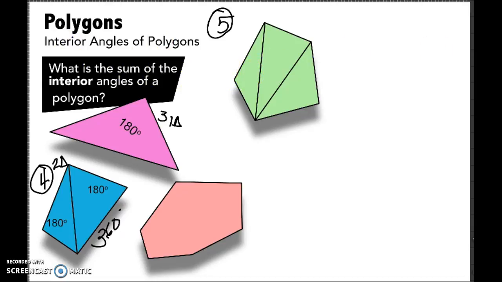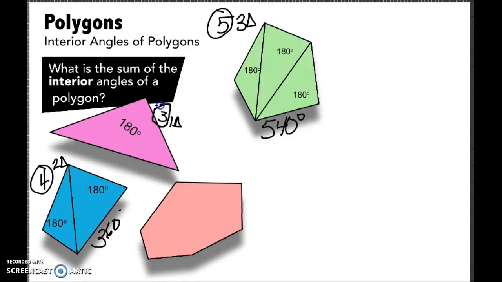I'm going to put 180 degrees for each triangle. That's 3 times 180, and 3 times 180 is 540. 540 degrees. Okay, so the sum of the measures of the interior angles of a five-sided polygon is 540 degrees. So how many triangles are in there? That's 3 triangles. Okay, we've got something going here. When I have 5 sides, I've got 3 triangles. When I have 4 sides, I have 2 triangles. And when I have 3 sides, I have 1 triangle.